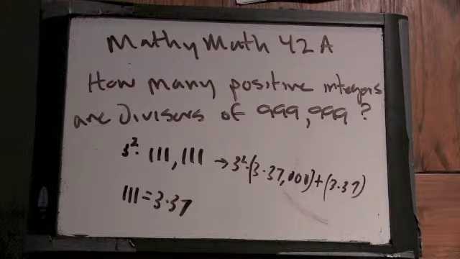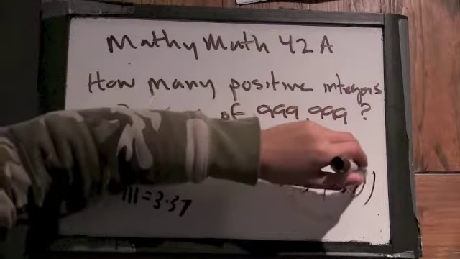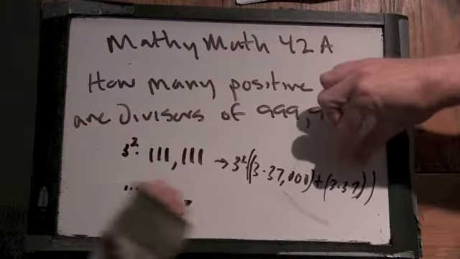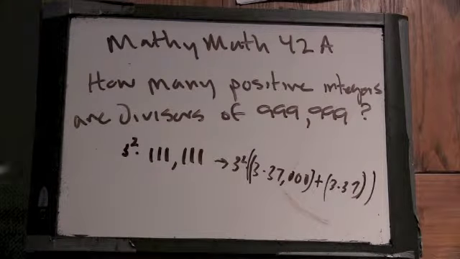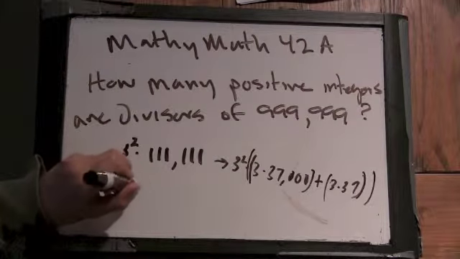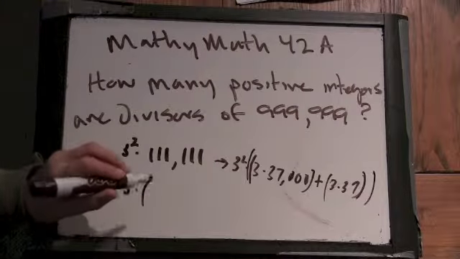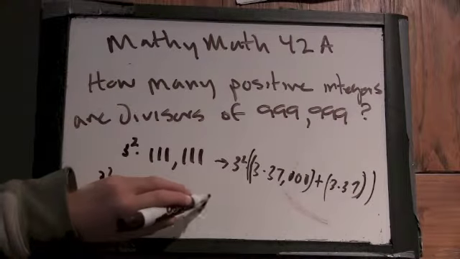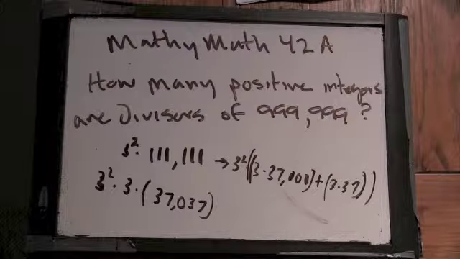You need one more closing parenthesis in there. Sure, I need one more there and there. Right, you see that? Because it's the 3 squared times this expression plus that expression. So this is 3 squared times 3 times, so you can factor 3 out. And what can we say about this number?